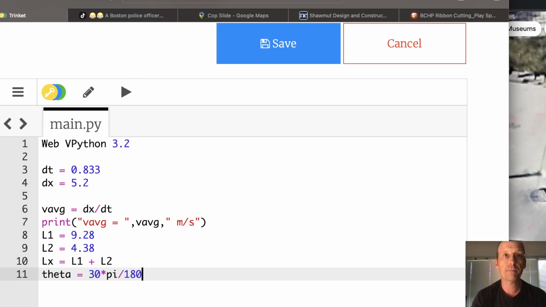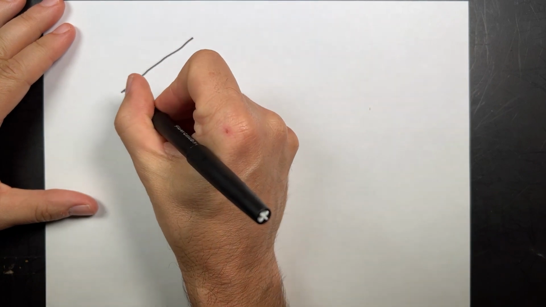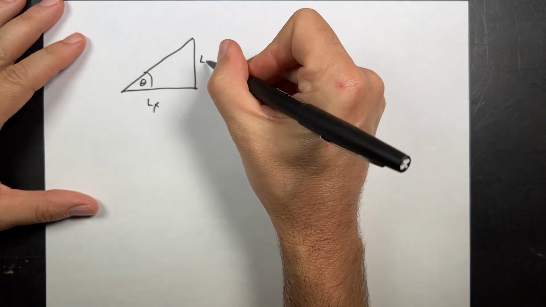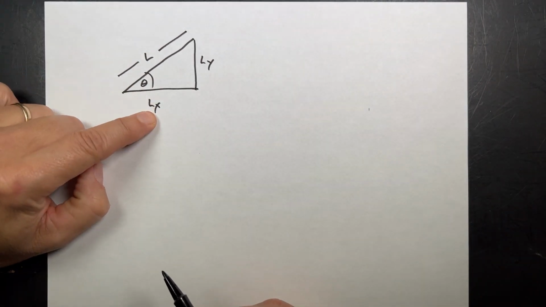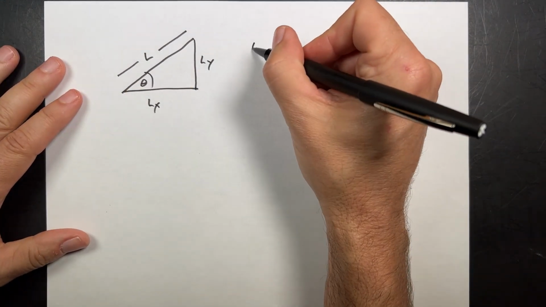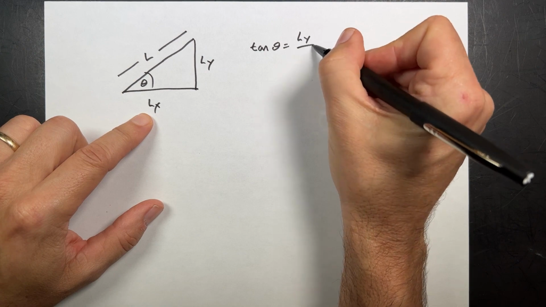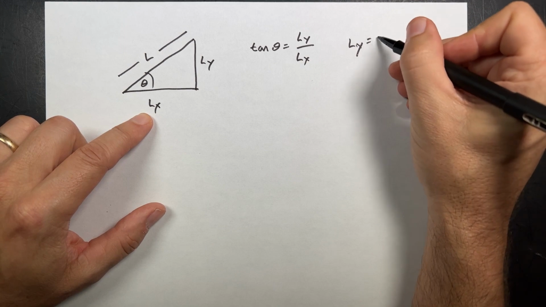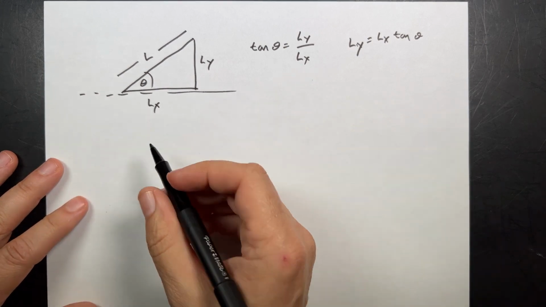Jumping over to the paper. So here is my idealized slide. Theta. And I have this distance Lx, that's Ly, and that's the total length L. I know theta, I know Lx, that's what I measured. So I can find Ly. Tangent of theta is opposite over adjacent, so that would be Ly over Lx. If I solve that for Ly, I get Ly is Lx tangent of theta. And I'm going to need that for the next part.